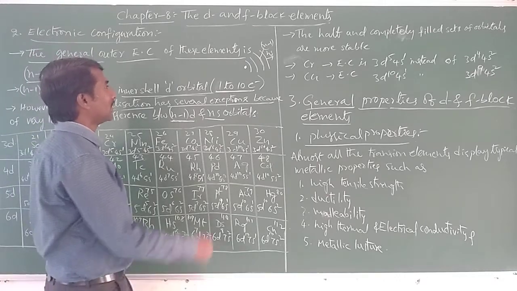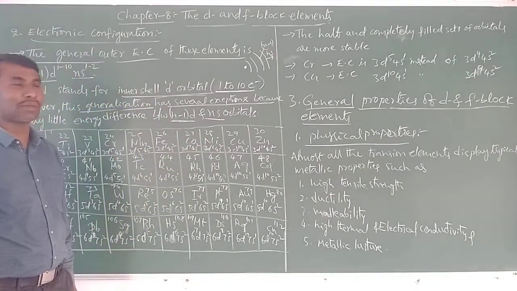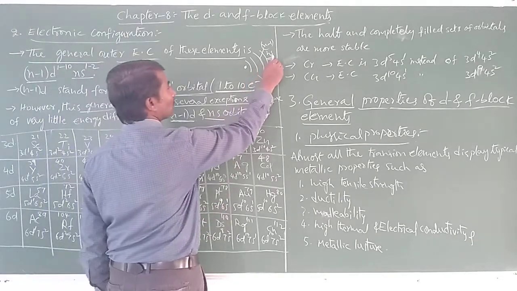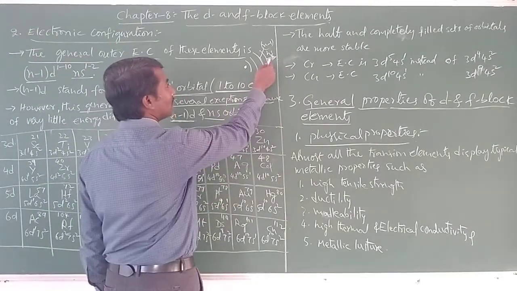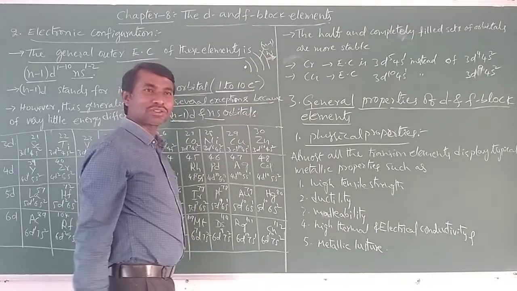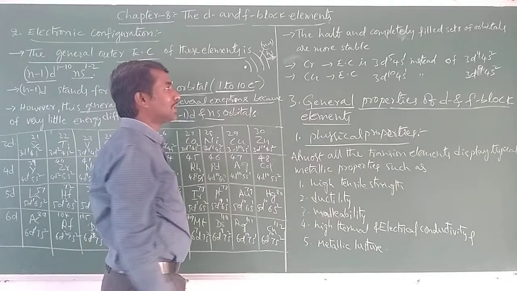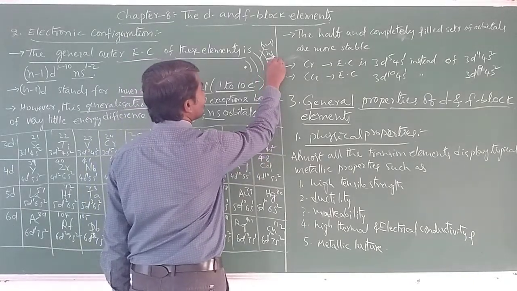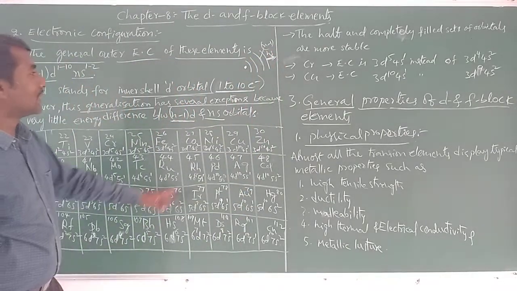Now, here ns and (n-1)d. ns is the outermost shell. The outermost-but-one shell, that is (n-1), is also called the penultimate shell. So this is ns, and this is (n-1).